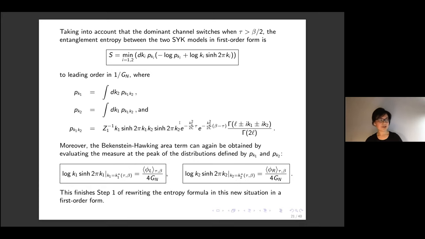And moreover, it turns out that again, the Bekenstein-Hawking area term can be obtained by evaluating this measure at the peak of this distribution defined by P(k1) and P(k2). So in other words, this identification of the area term with this SL2R semigroup measure is robust up to perturbations. Here it's robust up to independently varying these two continuous parameters of beta and tau. And in fact, we can check that it also holds if you add any number of other operator insertions as well.